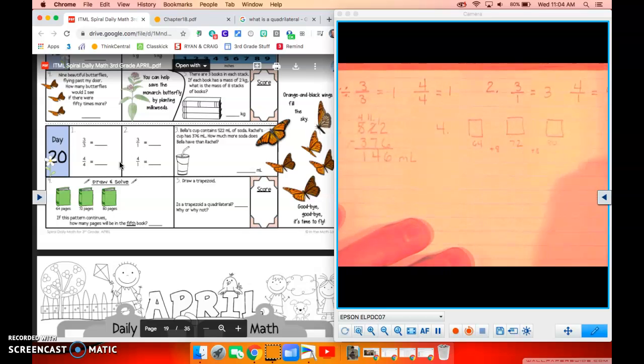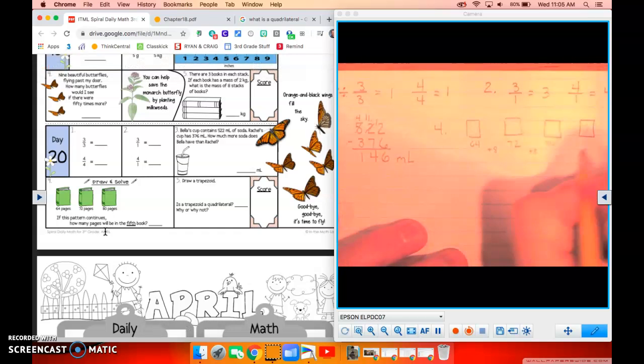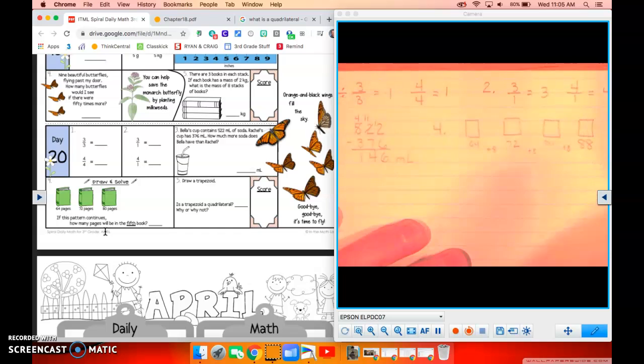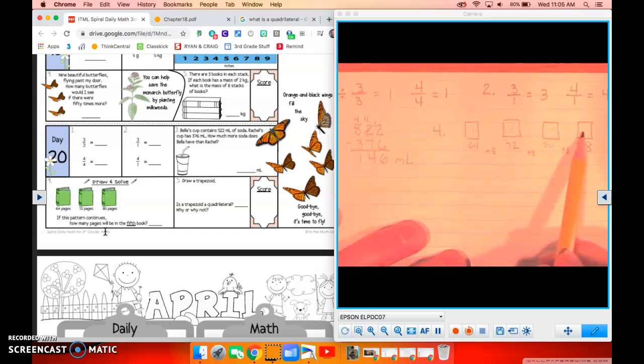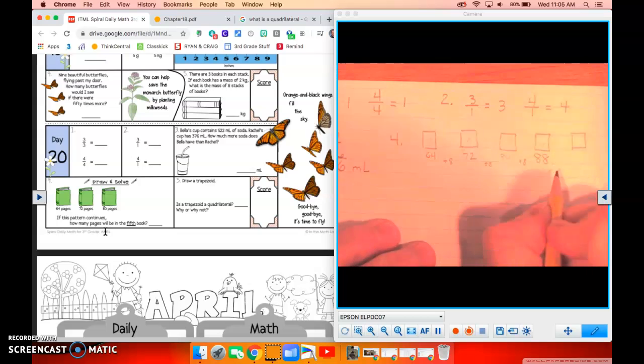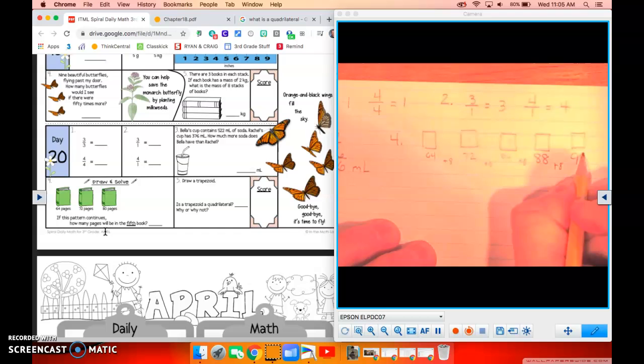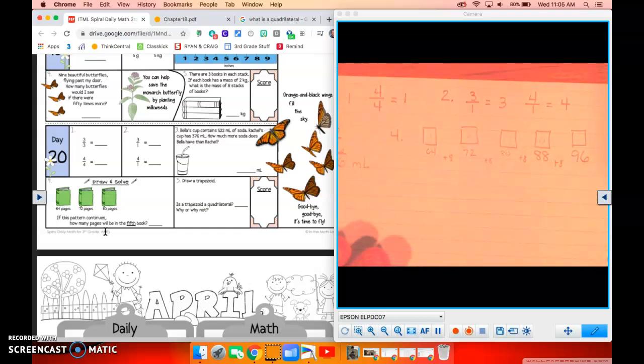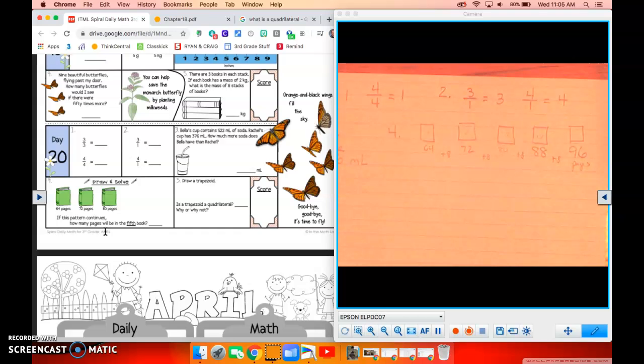It is. Book 4, because it's asking us if this pattern continues, how many pages will be in the 5th book? So plus 8 is 88, but that's not our answer. That's only book 4, right? Book 1, book 2, book 3, book 4. We need book 5. So 88 plus 8 is 96. So how many pages will be in the fifth book? 96 pages.